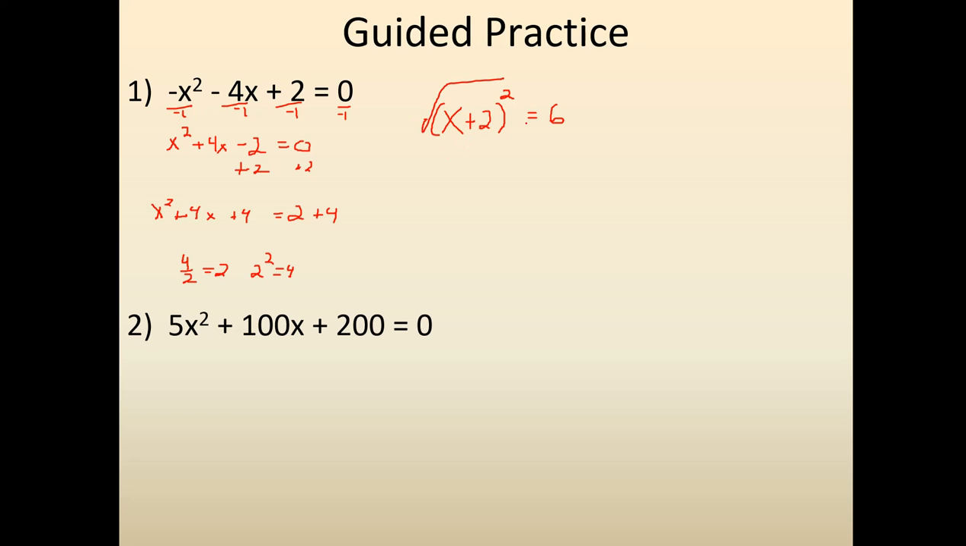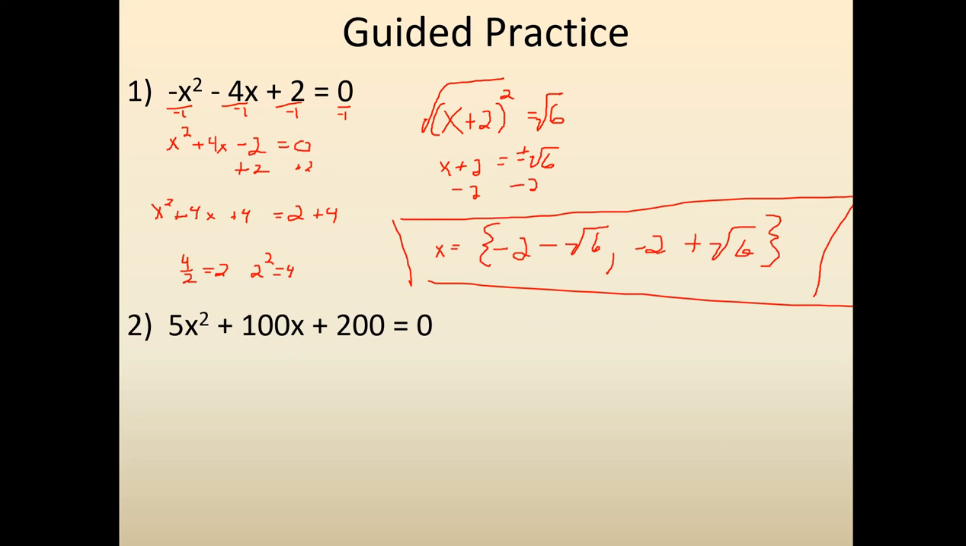Take the square root of both sides, and I end up getting x plus 2 equals plus or minus rad 6. I'm going to subtract the 2 over, and I end up getting my solution set, which is going to be negative 2 minus rad 6 and negative 2 plus rad 6. Now, I can't simplify that radical, so I'm just going to leave it like that. And that's my answer.